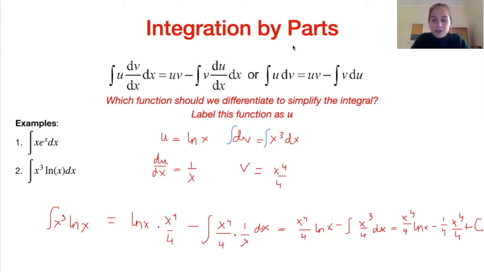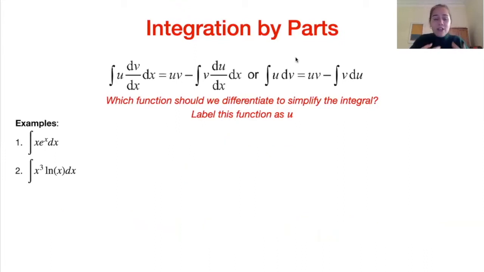okay, so that was another example done right there. So we're really getting used to asking the right questions to find which function to integrate and which function to differentiate. Okay, let's have a look at this example then.